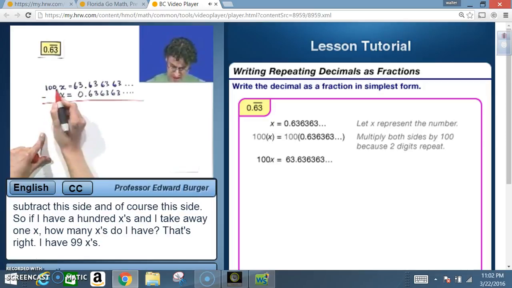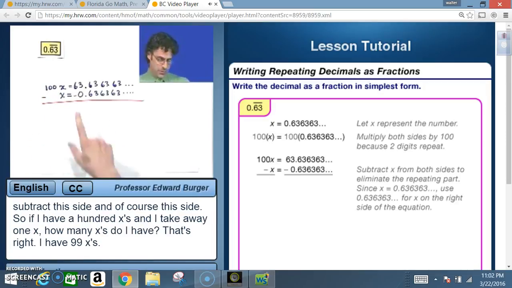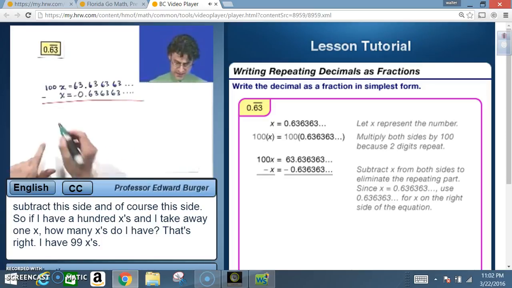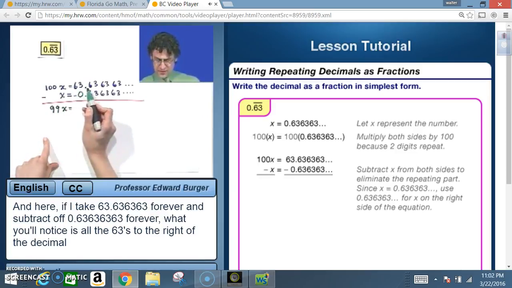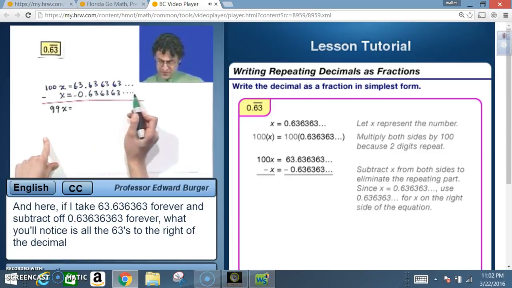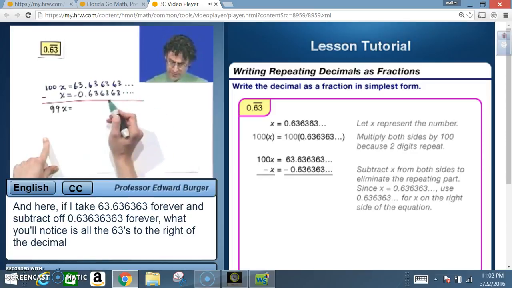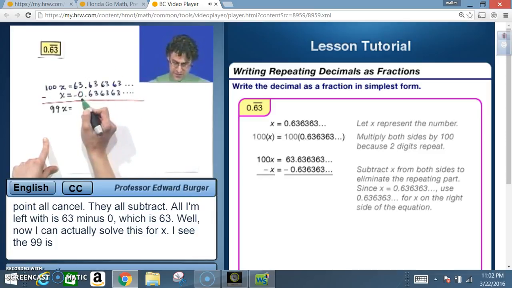I'm going to subtract this side and, of course, this side. So if I have 100 x's and I take away 1 x, how many x's do I have? That's right, I have 99 x's. And here, if I take 63.6363 forever and subtract off 0.6363 forever, what you'll notice is all the 6 3s to the right of the decimal point all cancel. They all subtract. All I'm left with is 63 minus 0, which is 63.